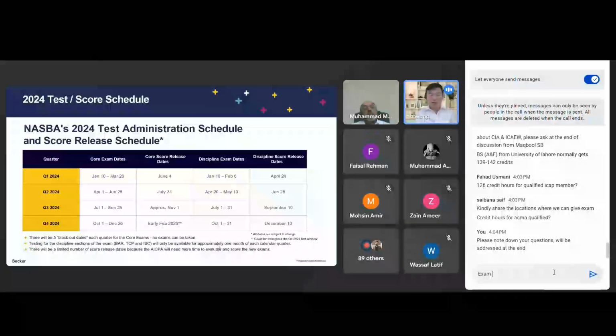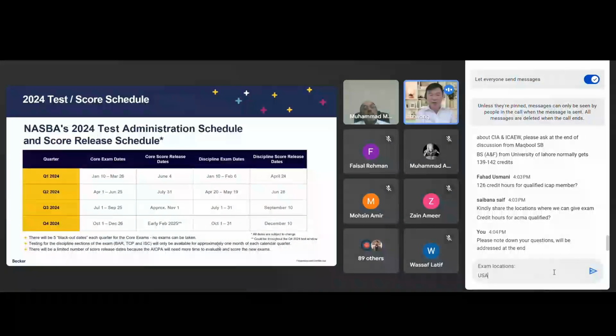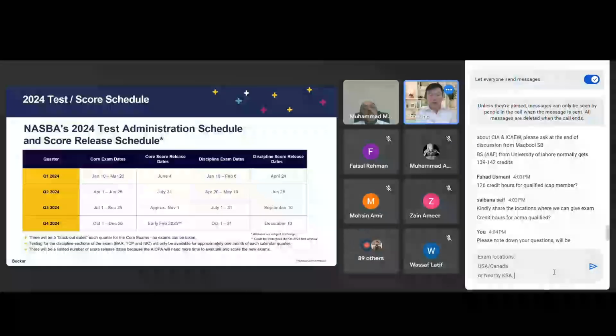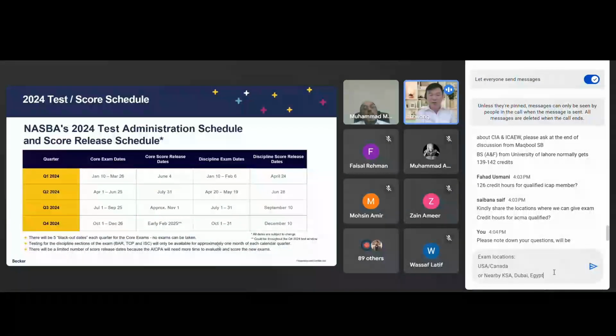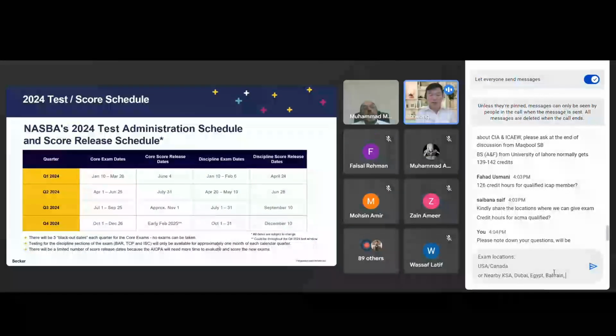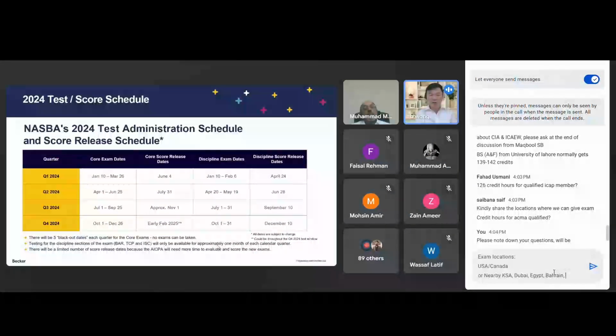But the discipline exams, because they're new exams, I think the AICPA wants to test them out. So they don't make the discipline exams available the first month. But I don't think it would affect you that much, because most people would do the core exam first.